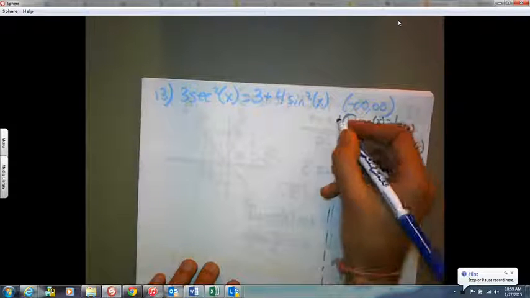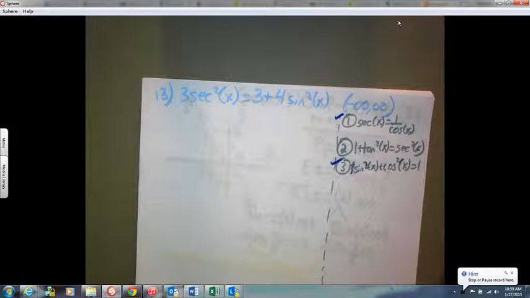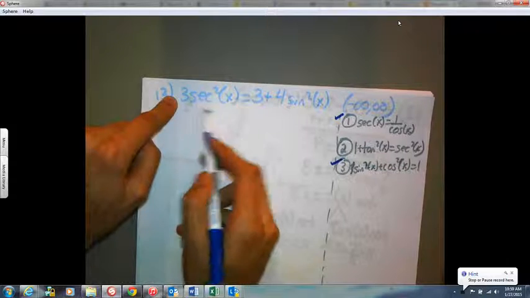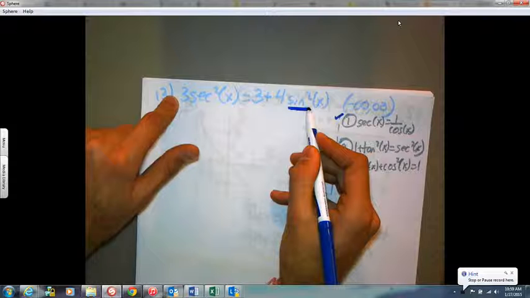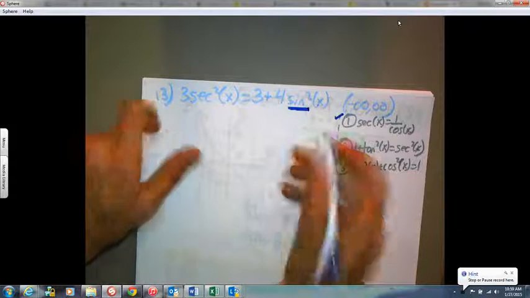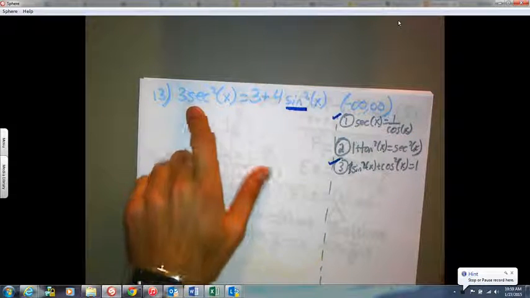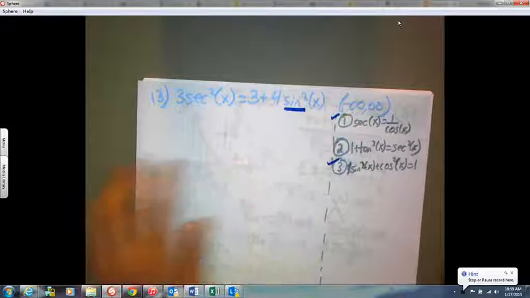When I look at this, it seems to me that identity 1 and identity 3 are going to be good. The reason is because if I use identity 1 over here, this will only have cosines. And if I use identity 3 over here, I'll only have cosines. So then I will have only cosines in the whole problem, and that's definitely better than having secant and sine. So I'm going to use identities 1 and 3. Are there questions of why I'm using those identities? If so, please ask.